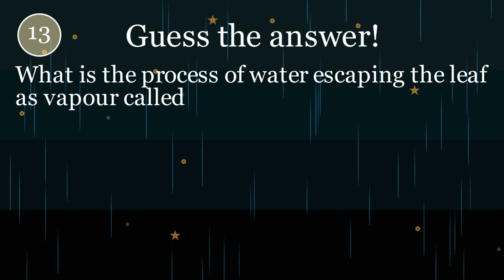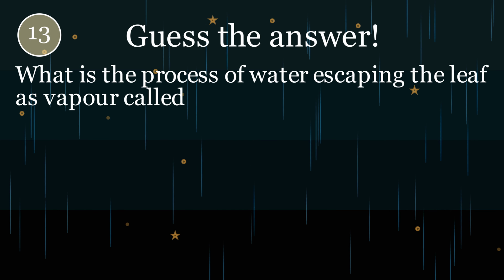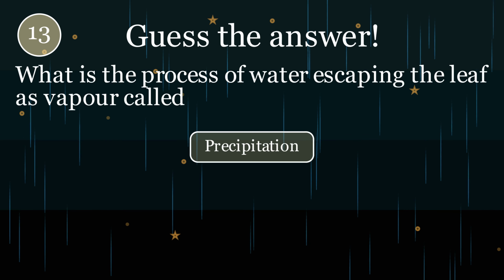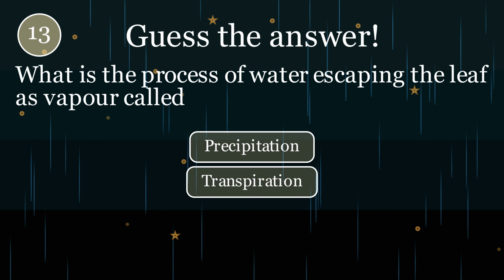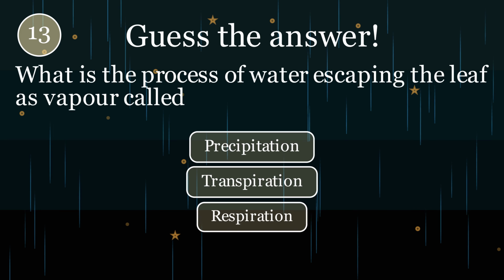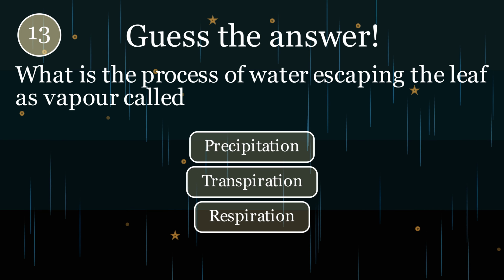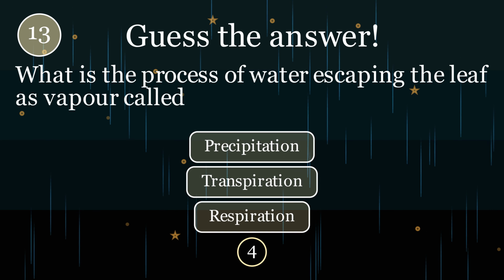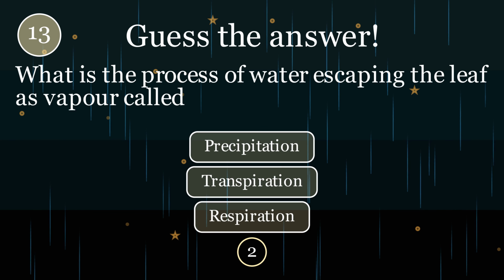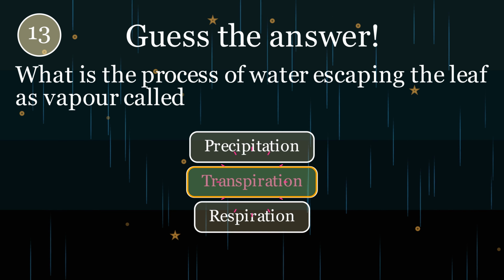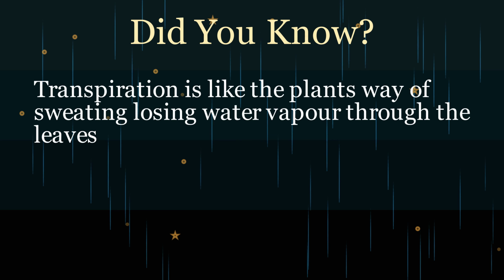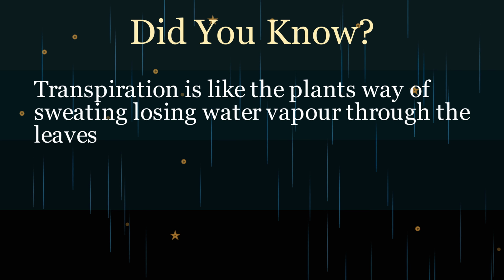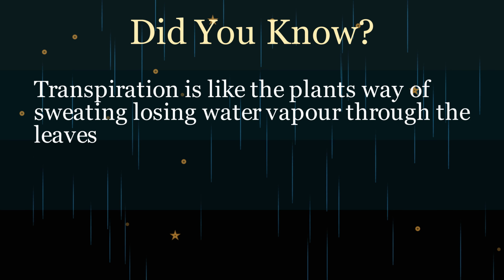What is the process of water escaping the leaf as vapor called? Precipitation. Transpiration. Respiration. The correct answer is transpiration. Here's a nugget of wisdom. Transpiration is like the plant's way of sweating, losing water vapor through the leaves.